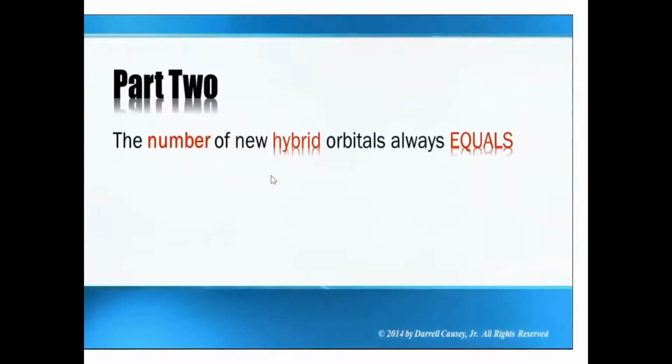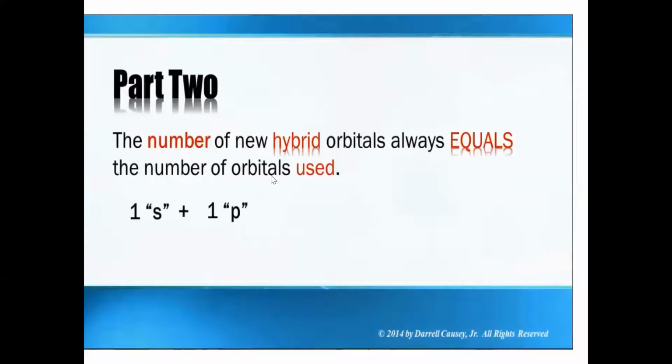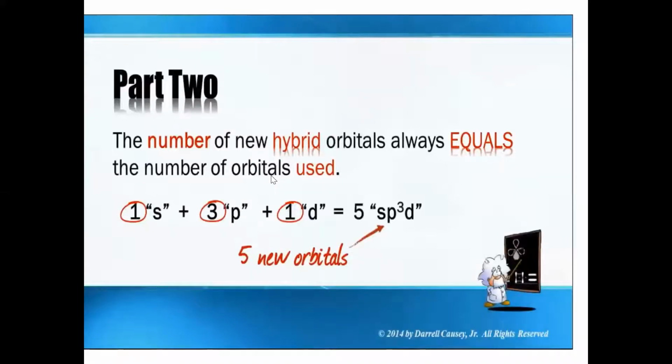Secondly, the number of new hybrid orbitals always equals the number of orbitals used. We can have one s orbital and one p orbital, and that will give us 2 sp orbitals, 2 brand new orbitals. Or how about 1 s orbital, 3 p orbitals, and 1 d orbital? That would give us 5 sp3d orbitals, or 5 new orbitals.